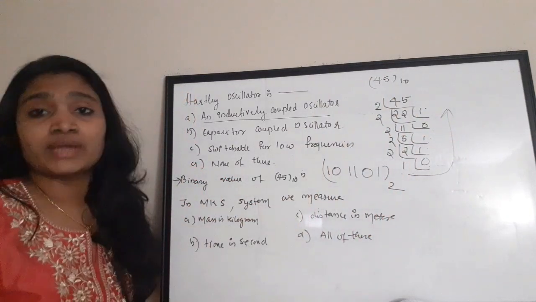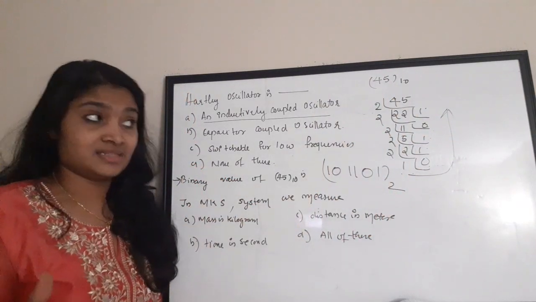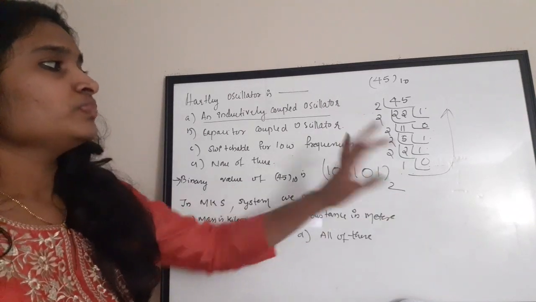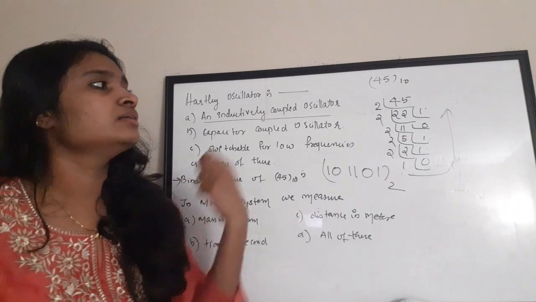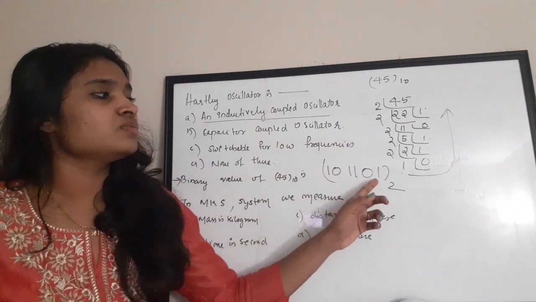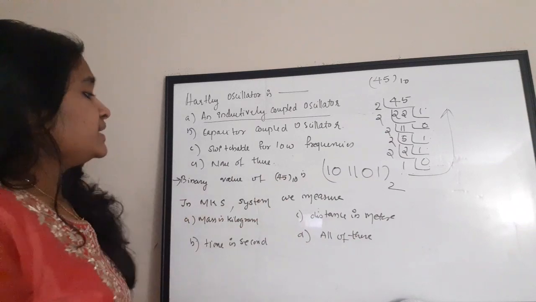So this is how you can convert a decimal number to a binary number, simply by dividing with 2. I hope that you know how to convert decimal to binary. Answer is 1, 0, 1, 1, 0, 1 to the base of 2. Next question.